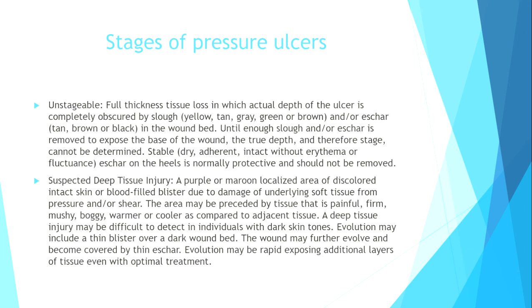Suspected deep tissue injury. A purple or maroon localized area of discolored intact skin or blood-filled blister due to damage of underlying soft tissue from pressure and or shear. The area may be preceded by tissue that is painful, firm, mushy, boggy, warmer or cooler as compared to adjacent tissue. A deep tissue injury may be difficult to detect in individuals with dark skin tones.